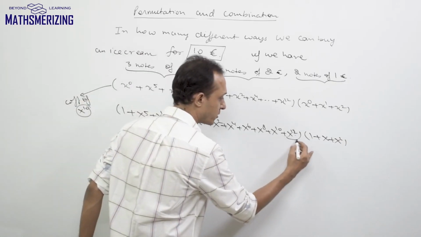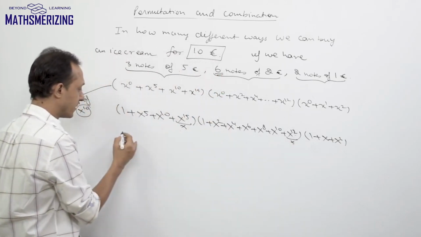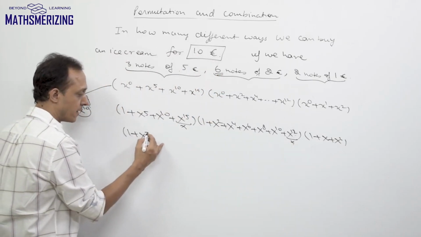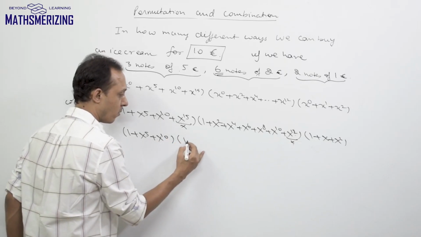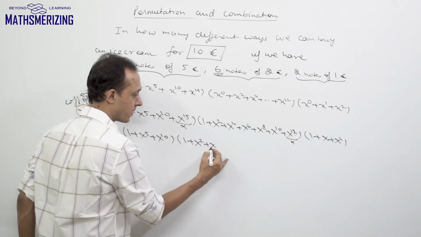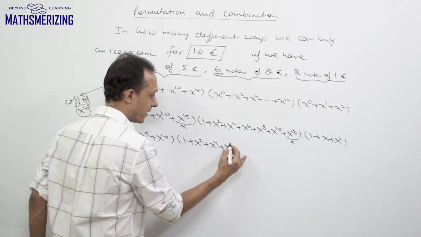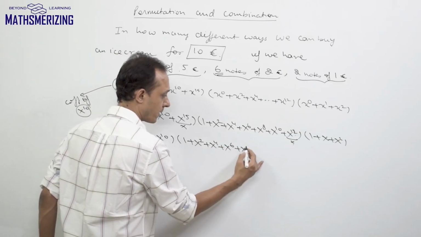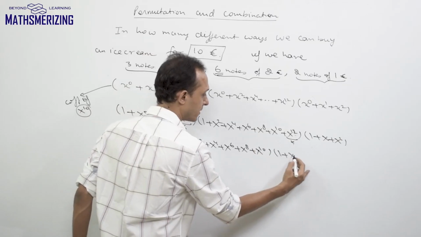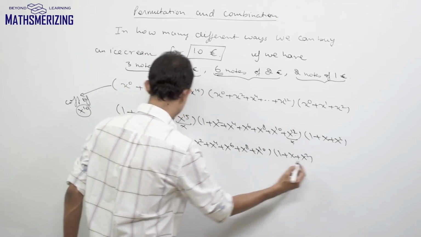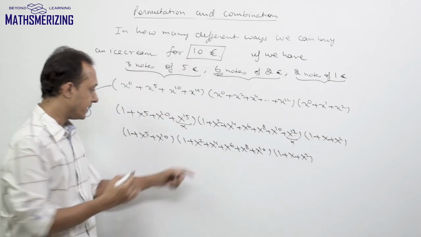I ignore this x to the power 12. So I'll write it as 1 plus x to the power 5 plus x to the power 10, and here will be 1 plus x square plus x to the power 4, x to the power 6, x to the power 8, x to the power 10, and this is 1 plus x square. Now I'll start multiplying these two series.